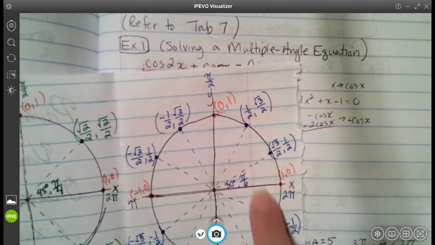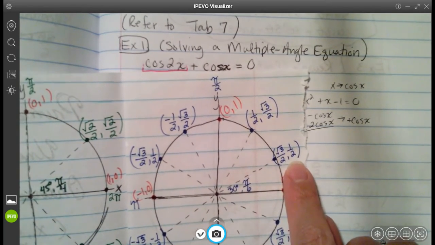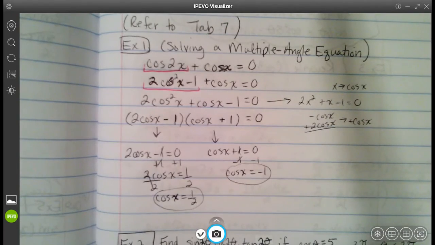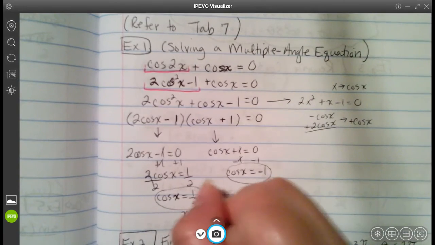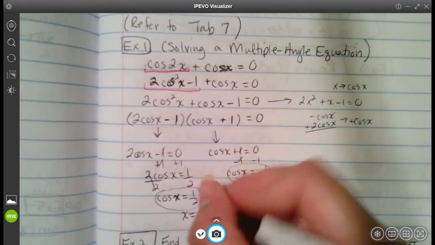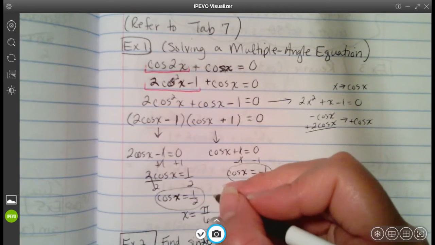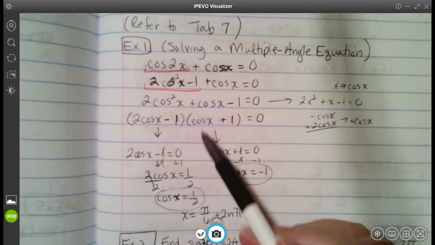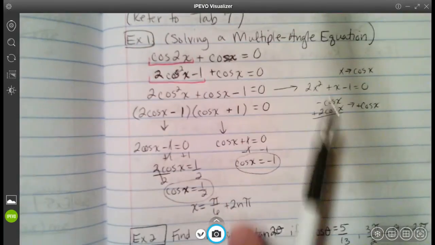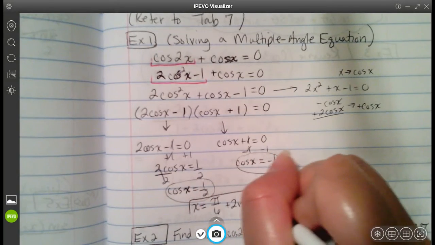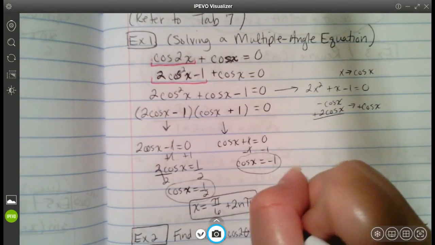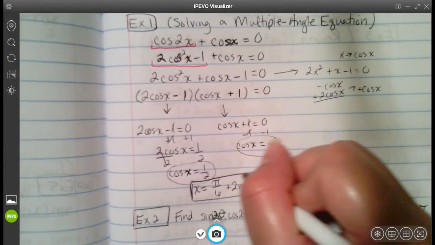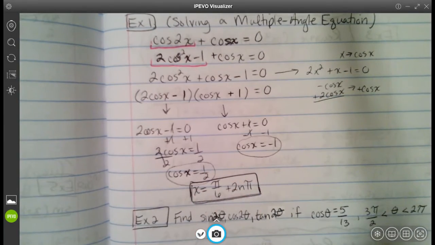Every pi over 6, I'm going to land here on that 1/2. Remember that this is also a factor of pi over 6 over here. So for our first answer, x, the angle, is equal to pi over 6 plus 2n pi. In other words, if I go all the way around that circle again and again, I'm going to land on that same angle. That's what the 2n pi accounts for. Every time I make one revolution, I land on pi over 6 again. So this is one of the answers to this equation.